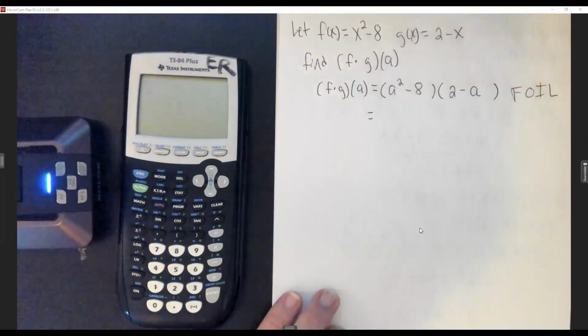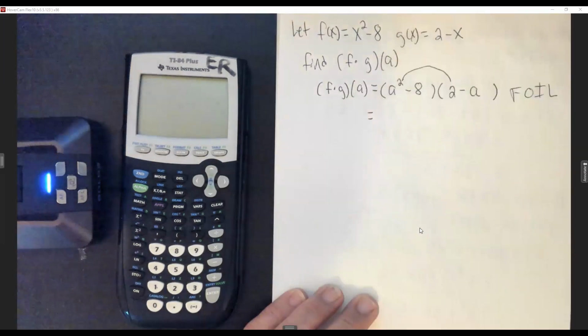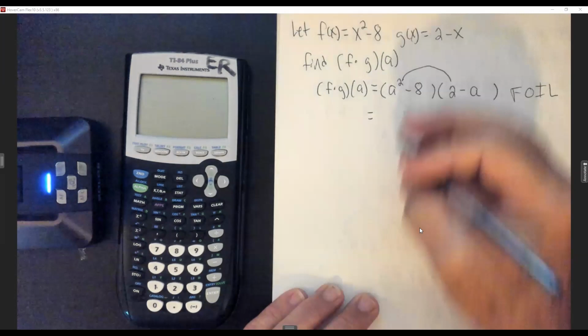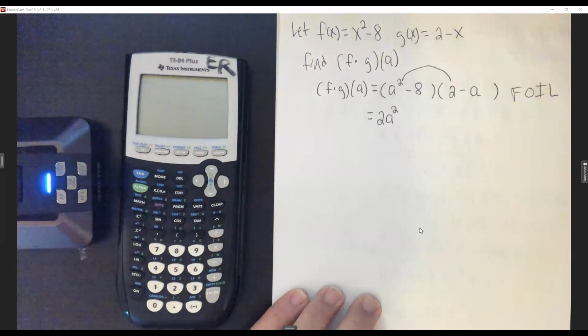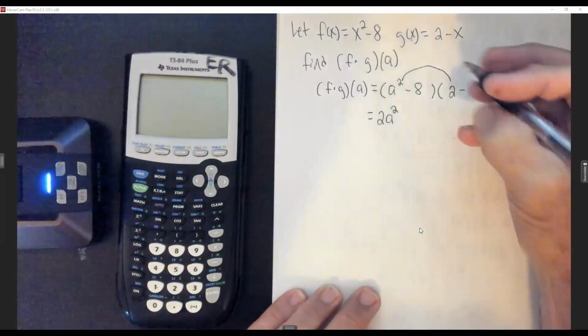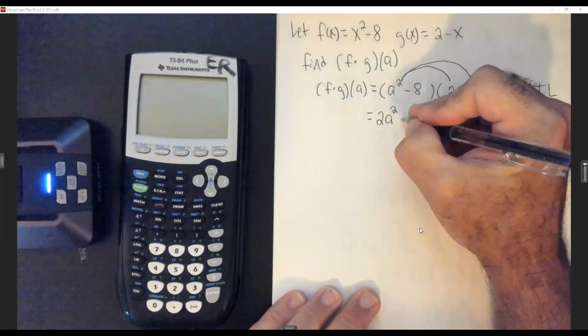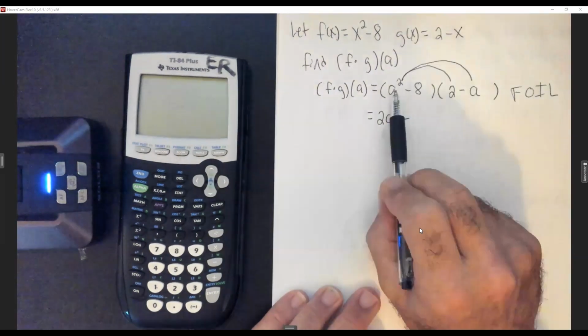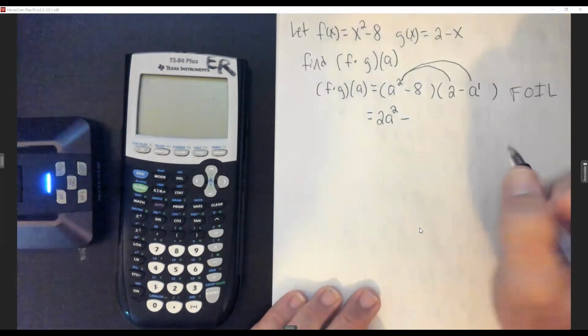So watch this. This a squared will multiply by the 2. And 2 times a squared is 2a squared. Now be careful right here because you've got an a squared times a negative a. That's automatically going to be a negative. And then the a squared, remember, has a 1 by this a. So 2 plus 1 gives you a to the third.